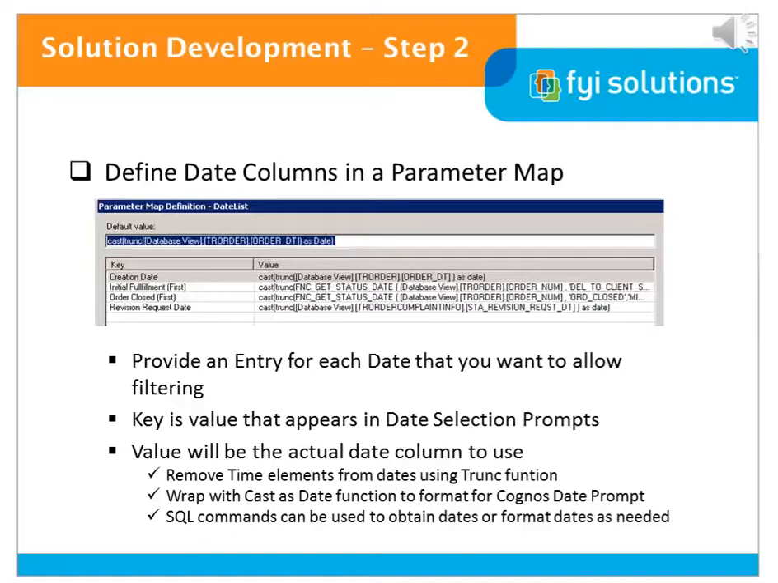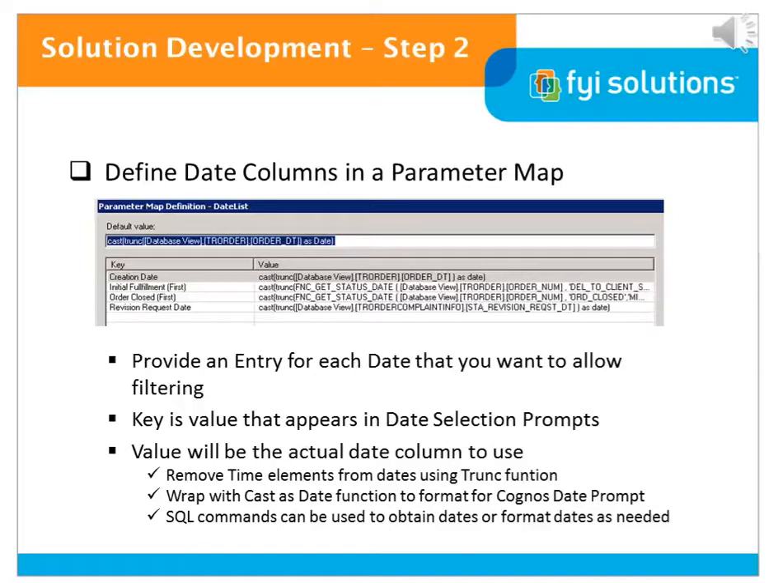So you can notice that each of these is wrapped around a trunc function, and this is basically to remove the time portion of the Oracle date column. And they're also wrapped around a cast as date function. And this was necessary to get this column in the proper format so that we can compare it to the results from the Cognos date prompt.